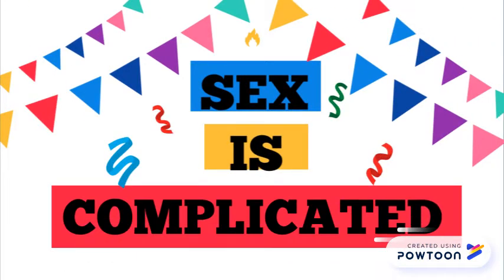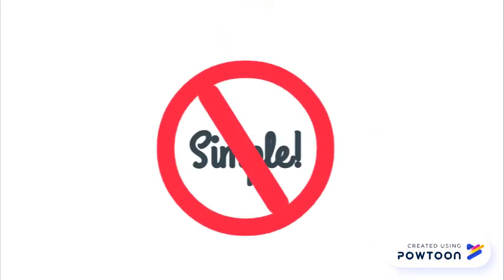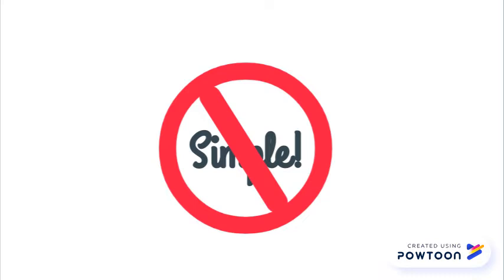Sex is complicated. Biological sex is simple, right? Just XX or XY. Well, not quite. Biological sex is actually pretty complicated. Let's start by talking about XX and XY.